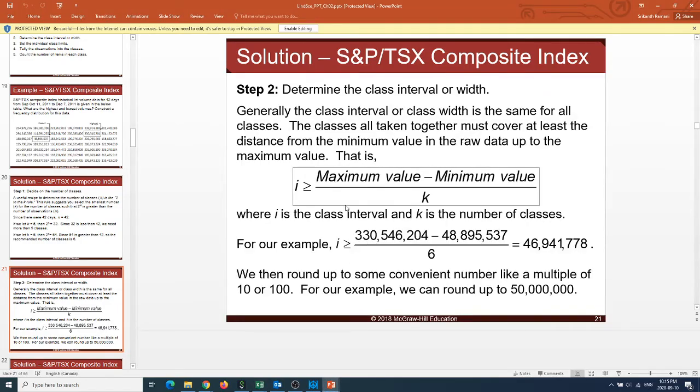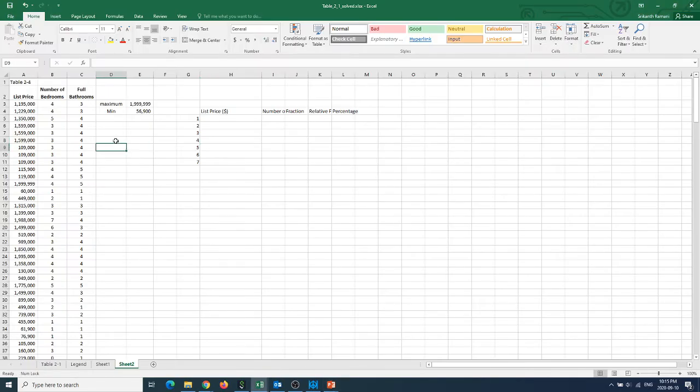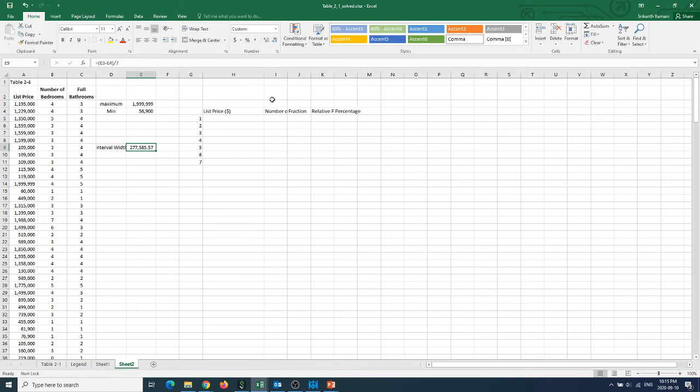So we try to use this interval width. Your interval width is going to be the maximum value minus the minimum value, divided by 7. Okay, so roughly, that's 277,000. So you could narrow this down to a $250,000, $275,000 or $300,000 range, right?